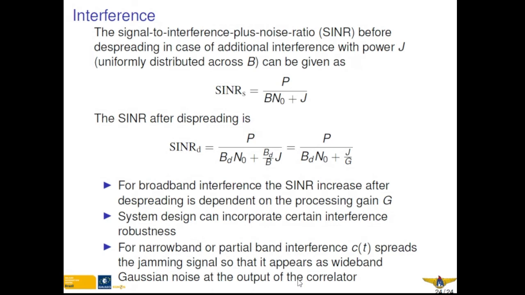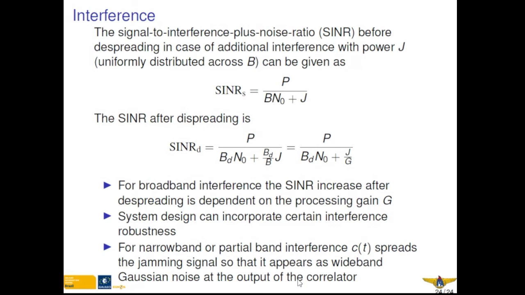And interestingly, if we have narrowband or partial band interference, then C of t spreads the jamming signal, because in correlation we multiply C of t with the received interference. So C of t is spreading the interference, reducing the power level of the signal but spreading it into a wider band. And thus it appears as wideband Gaussian noise after correlation. So it's not harming us so badly.